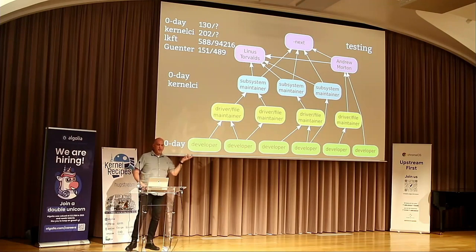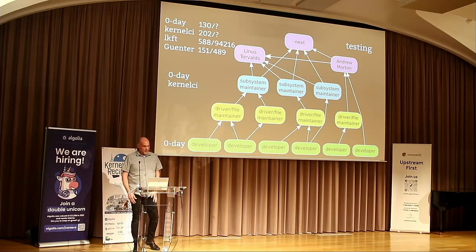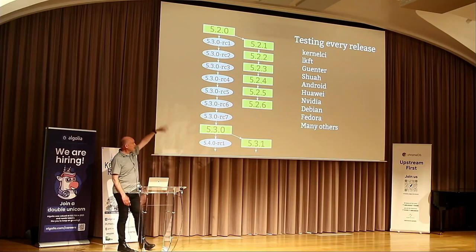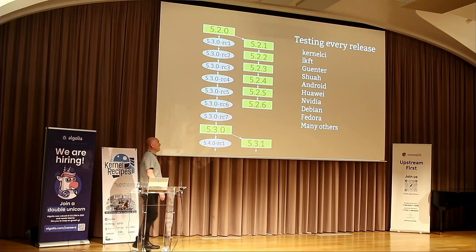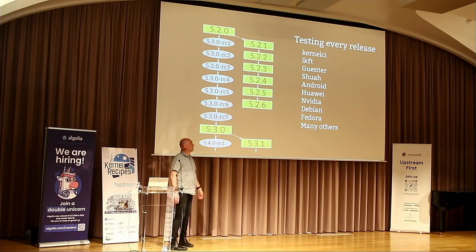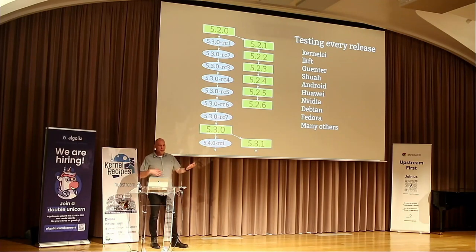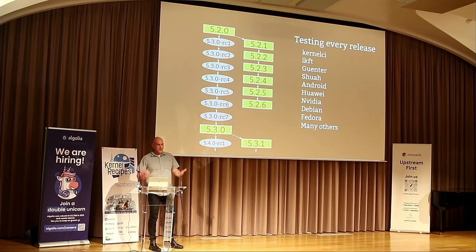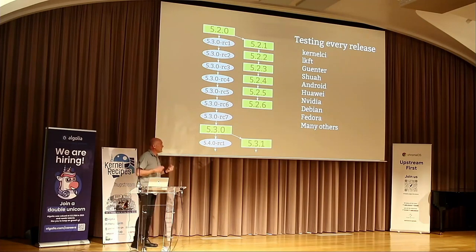Gunter runs on every RC, 151 different architectures. He boots QEMU for almost 500 different architectures, which is amazing that QEMU handles that many. And again, on the stable releases, when I do stable releases, Kernel CI is doing it, LKFT, Gunter, Shua, Android sending me responses. The Android tests aren't public, but they send me private emails. A number of companies send me private emails based on the RC releases or based on stable releases.